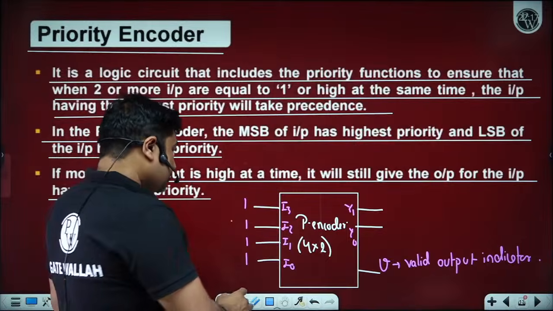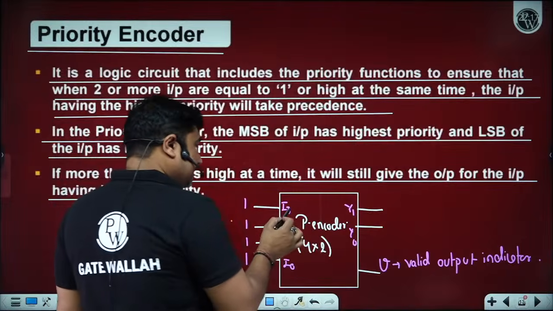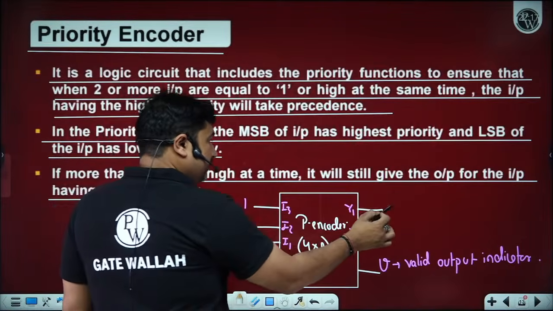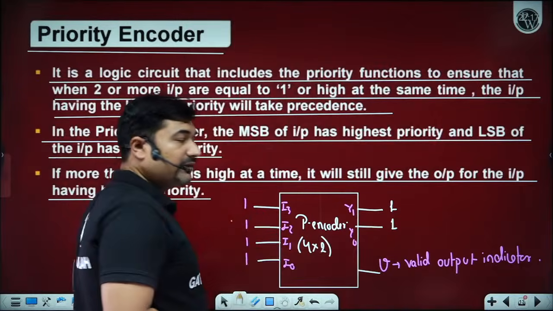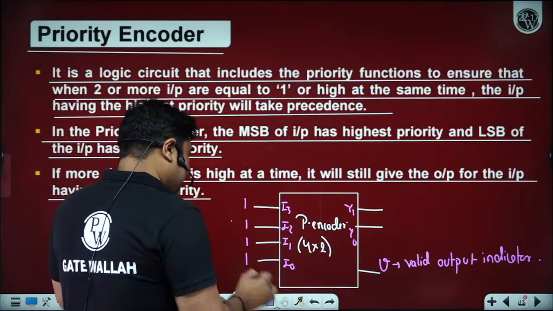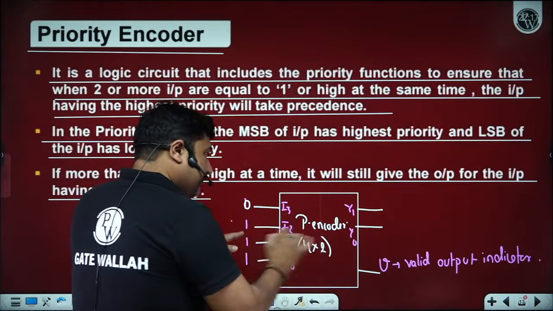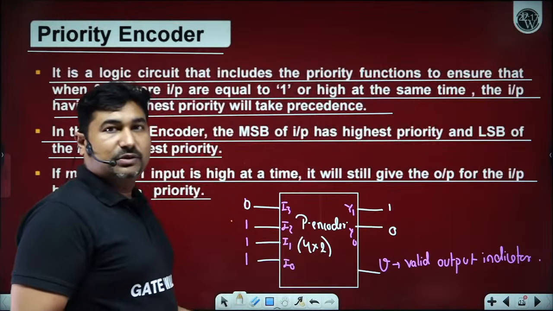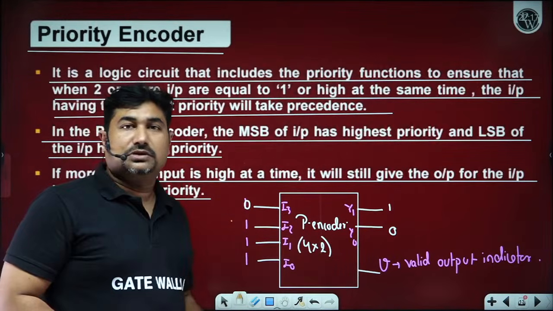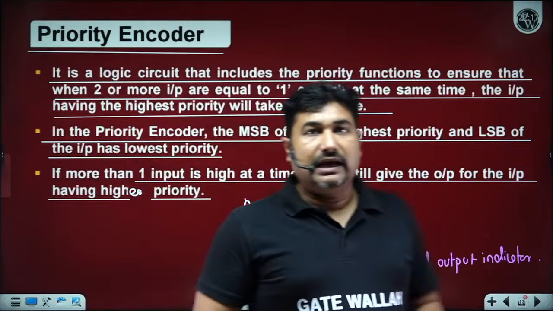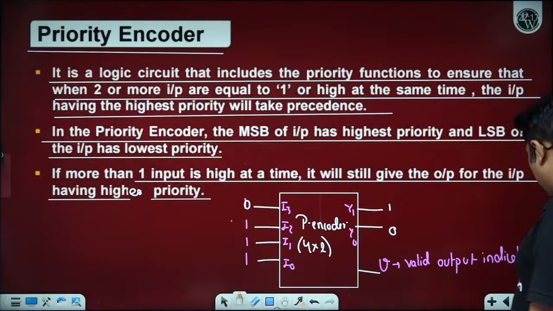Is it okay? So here we have I3. I3 is the MSB, so the MSB will have the higher preference, and you will get 1, 1. In case this MSB is low, then the next highest priority is I2. In case I2 is also 0, the next highest priority is I1, and similarly it goes to I0. Is it okay? Yes, sir.